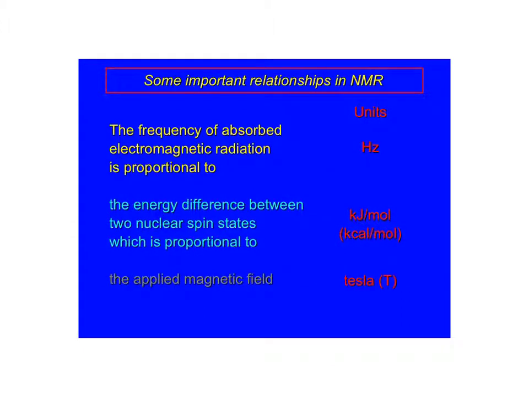Just some of the units, which should be a review. Actually, I've been using some of these terms already. First of all, the Tesla has to do with the strength of the magnetic field, whereas a hertz is the inverse second, the per second, and so that has to do with the frequency.